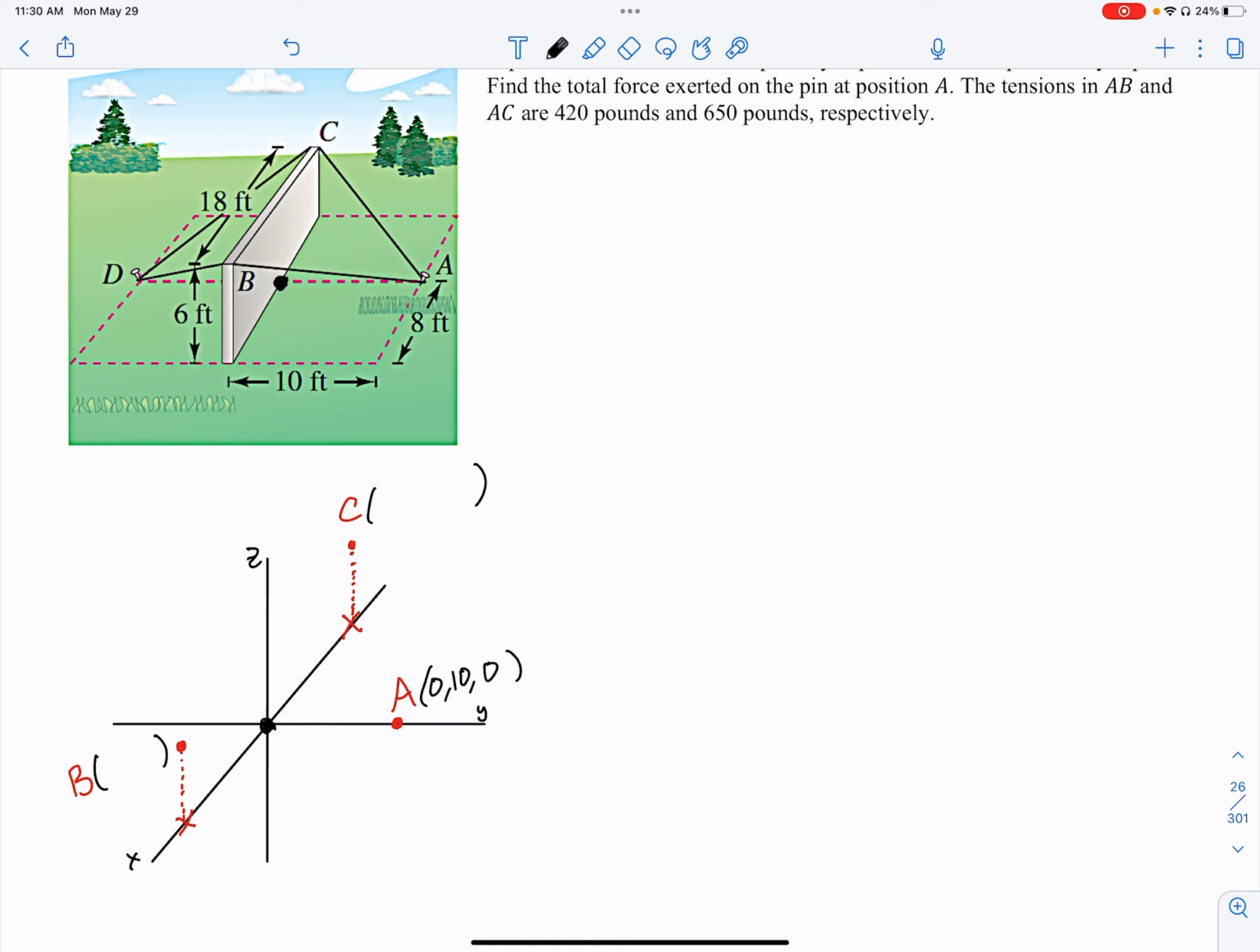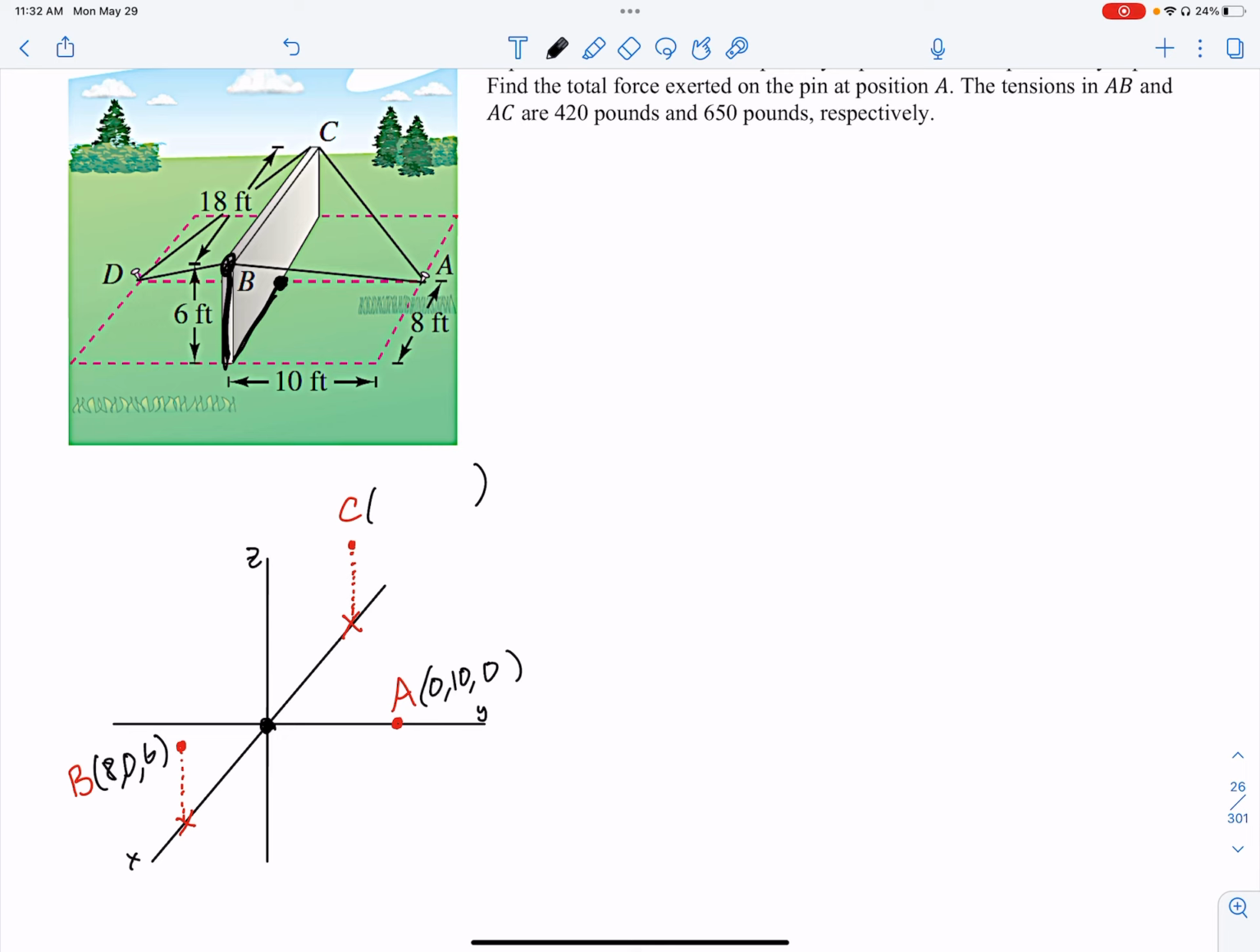Let's do B first. So B in the x direction, notice this distance is 8. It doesn't go anywhere in the y direction, doesn't go left or right, but it does go up 6. So it's 8 in the x direction, 0 in the y, and 6 in the z direction.